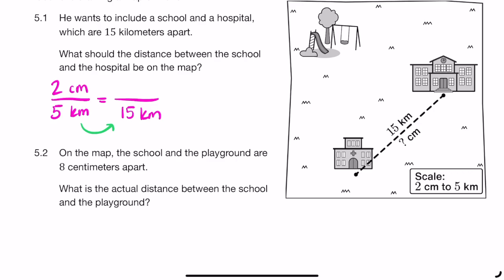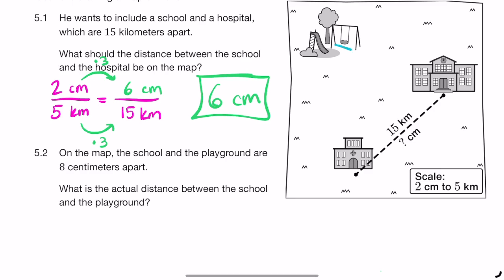Equivalent ratios. How do I get from 5 to 15? I multiply by 3. So then I have to do the same thing up here. 2 times 3 is 6. So it's going to be 6 centimeters apart on the map using that scale, and it's 15 kilometers apart in real life. Cool. And then we have on the map, the school and the playground are 8 centimeters apart. So I can draw that.